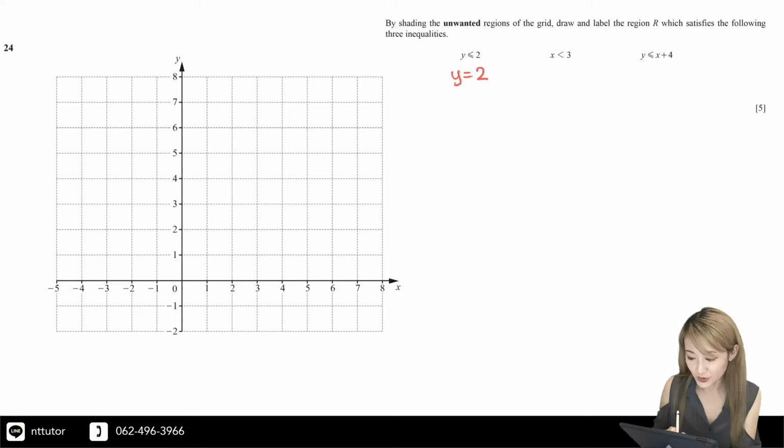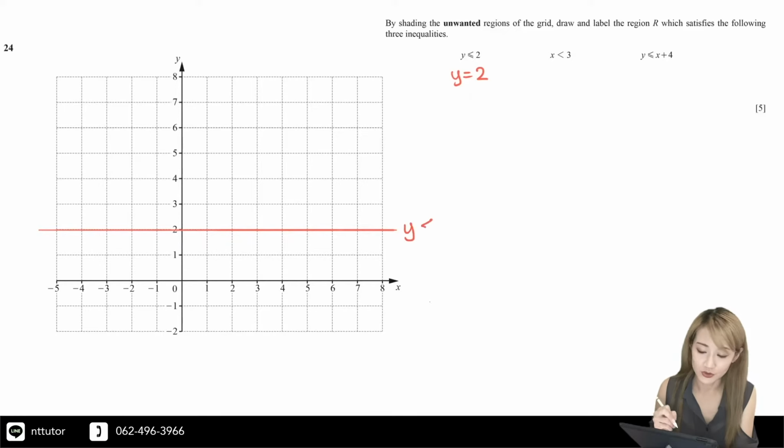So the first one, we would need to draw the line y equals 2. So y equals 2 is this line over here. And we will draw a solid line because this is y is less than or equal to 2. We want y is less than or equal to 2.